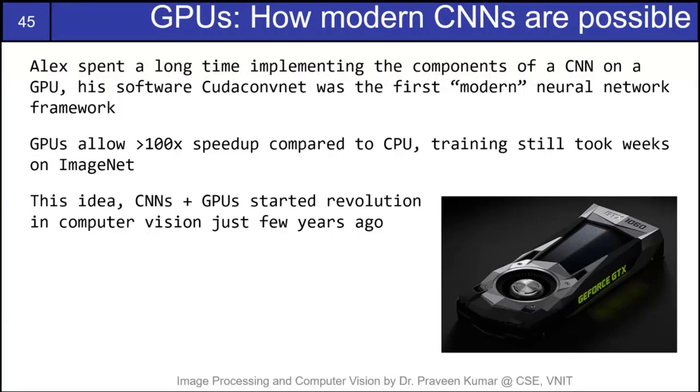It took some years before some basic libraries could be developed for GPU-based computation. The basic BLAS library, the basic linear algebra library, came out in 2009 or 2010, and then this person, who was working on his PhD using them, implemented the components of a CNN on GPU by 2012.